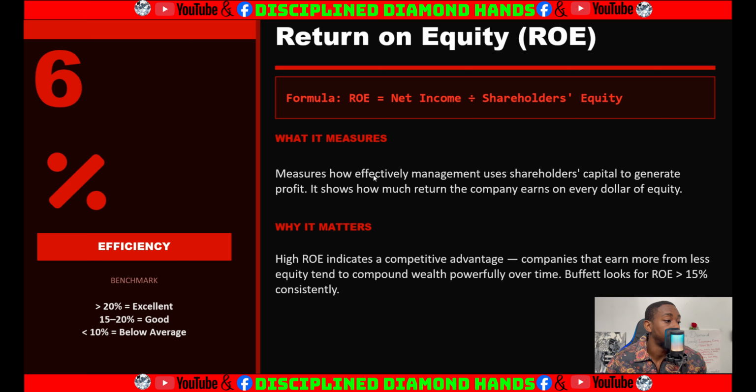Return on equity measures how effectively management uses shareholder capital to generate profit. It shows how much return the company earns on every dollar of equity. A high return on equity indicates a competitive advantage. Companies that earn more from less equity tend to compound powerfully over time. Buffett looks for return on equity greater than 15% consistently. Let's check out return on equity.